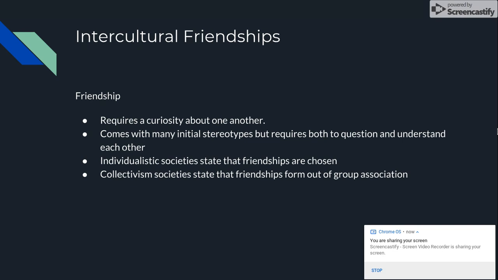It comes with many initial stereotypes, but it requires questioning and a lot of use of intercultural praxis that we saw at the beginning. Individualistic societies state that friendships are chosen, and collectivist societies state that friendships form out of group association. I mention this because depending on what society we're in, and in America we're in a very individualistic society, your thoughts about friendship can change.